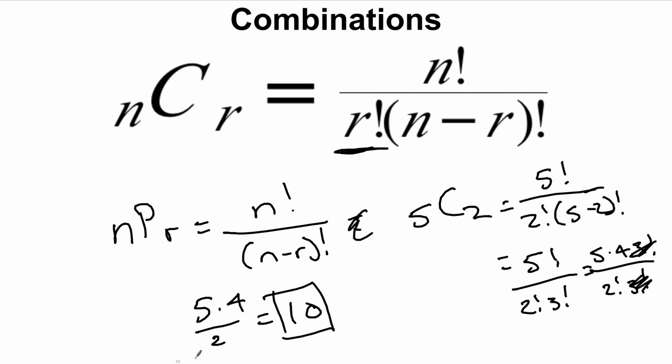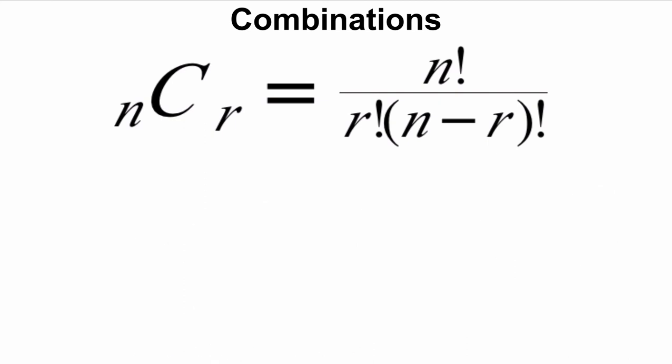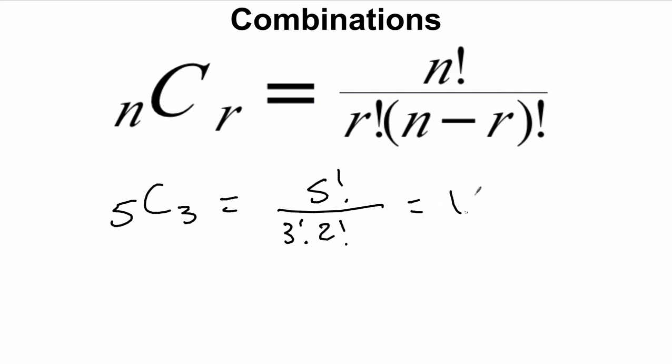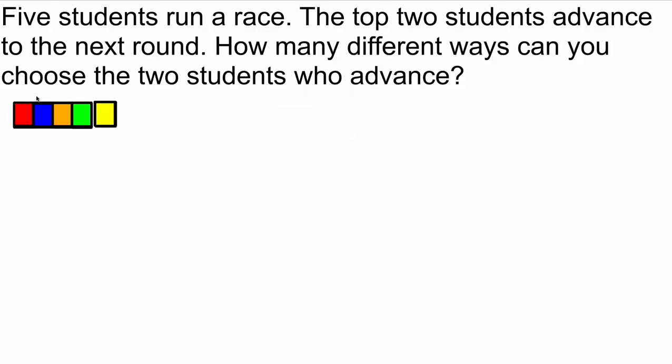It divided by 2. Okay, but what if I was saying there were 3 people that it could advance? 5 choose 3. Okay, well that would be 5 factorial over 3 factorial times 2 factorial. This is going to be the same number, 10. So I'm going to show you with 10 also. Okay, so how many different groups of 3 could go with red?